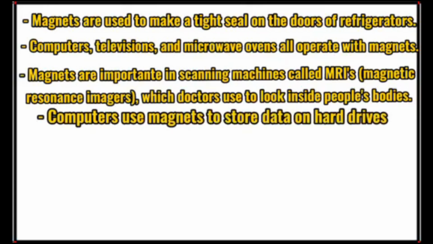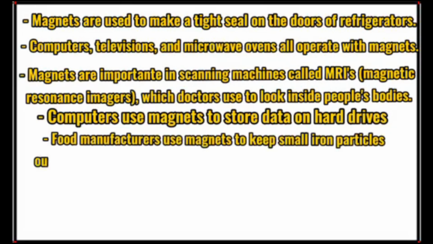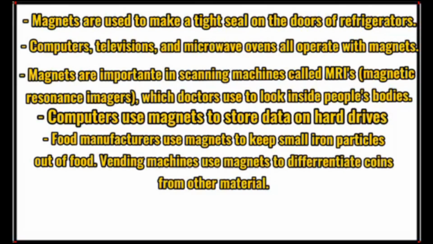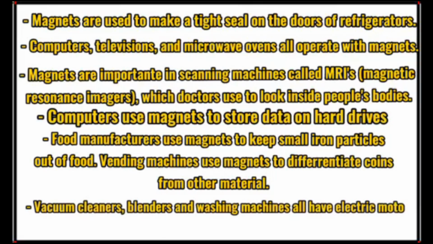Computers use magnets to store data on hard drives. Food manufacturers use magnets to keep small iron particles out of food. Vending machines use magnets to differentiate coins from other material. Vacuum cleaners, blenders, and washing machines all have electric motors that work by using magnets.